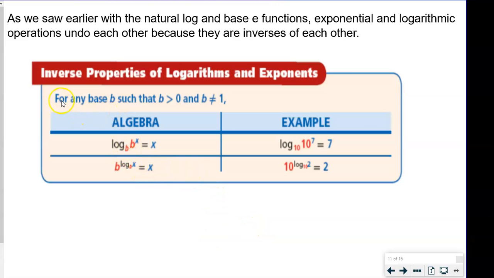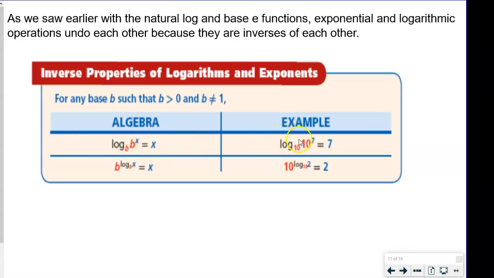So for any base b such that b is greater than 0 and b is not equal to 1, when we have log base b of b, our answer is going to be the exponent. So if we have log base b of b to the x, then our answer is going to be whatever the exponent is. Down here, if we have b to the log base b of x power, then it's going to be x again. So notice, if the bases are the same, then we get x.